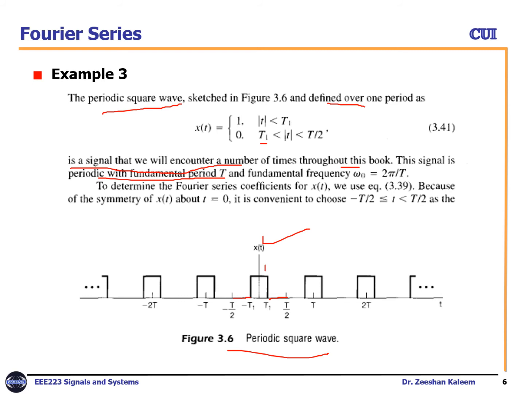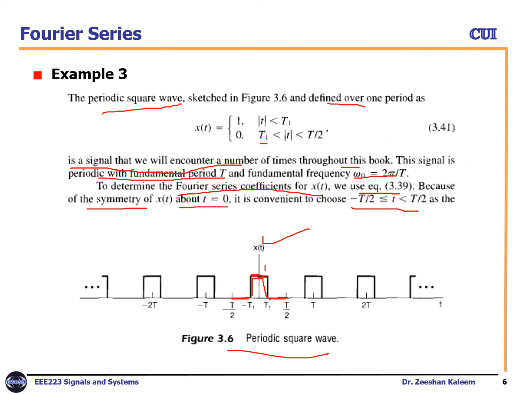So here the fundamental period is T, and the fundamental frequency you can find is 2 pi over T. So the frequency is this one. To determine the Fourier series coefficients for x(t), we use equation 3.39, as we already have the equation in the previous slides. By using that equation, because of the symmetry of x(t) about t equals 0, it is convenient to choose the period minus T by 2 to T by 2. So like this one, minus T by 2 to T by 2, it will be a complete period.